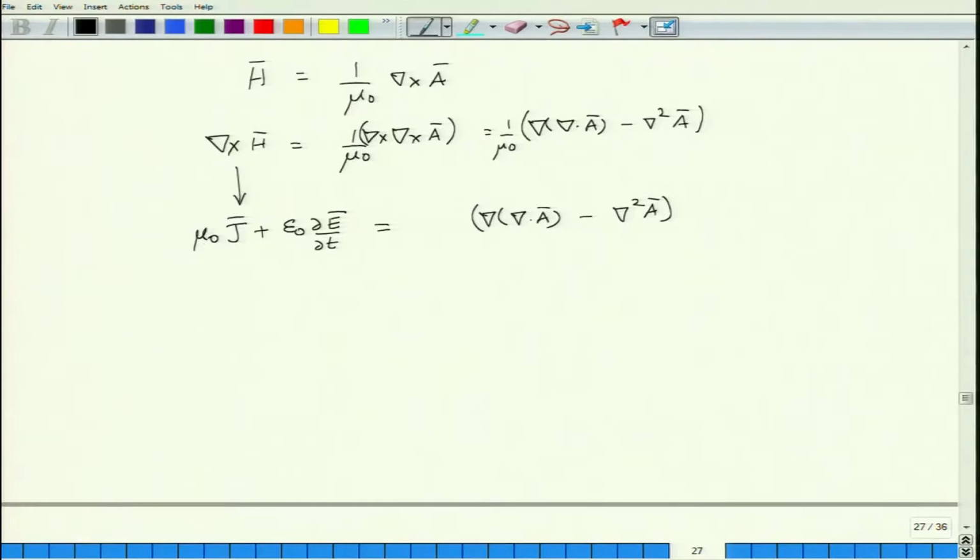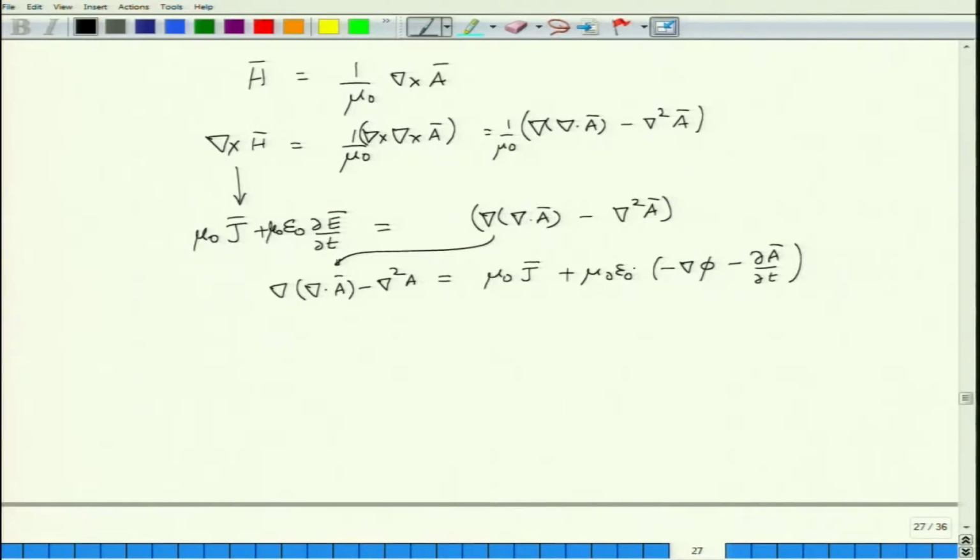This is the term that you actually expect, and then there will be one more, mu naught epsilon naught del E by del T, which is fine. There is no problem out there. What we are trying to do is to see if I can rearrange the equation. So let me bring this onto the left hand side and still retain this entire thing. So del of del dot A minus del square A should then be equal to mu naught J, which is also fine, but then I have E. E can now be written in terms of phi and A as minus gradient of phi minus del A by del T. Of course there is a del by del T onto the whole thing, so I did not write that one.